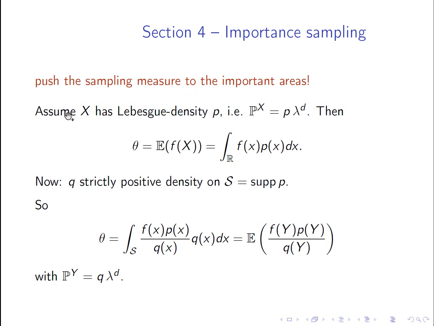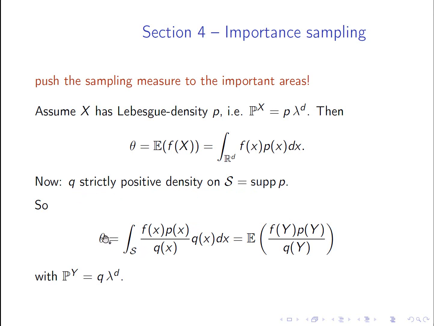Again, we have the assumption that X has a Lebesgue density p, as before. So the distribution of X is given by p times lambda d, and that's our target quantity. We still want to compute theta, the expectation of f of X, and with this density it can be written in this way. Okay, so now let's introduce another density which is strictly positive on the support of our original density, and this new density is called q.